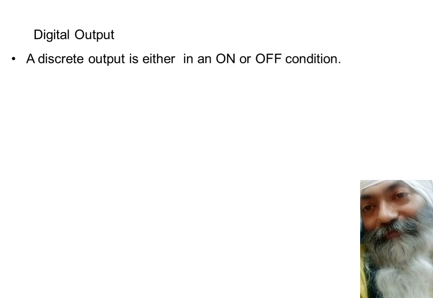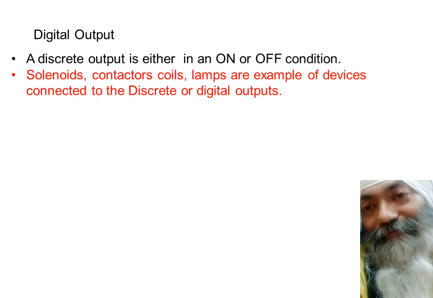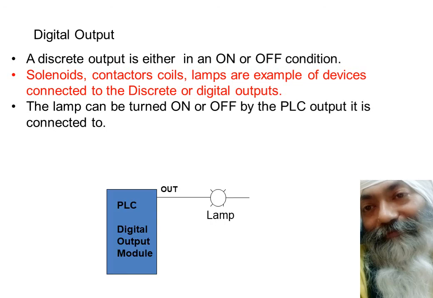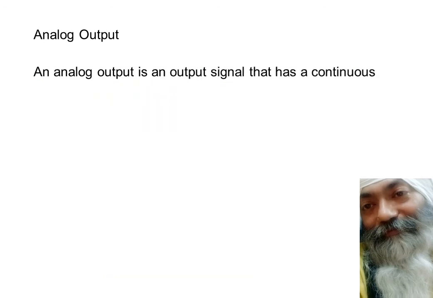Similarly, we have digital output modules, and we can have digital output modules and analog output modules. In the case of digital output modules, as we had done earlier also, they are connected to the discrete outputs or the digital outputs like a lamp. So these lamps are going to turn on or off.